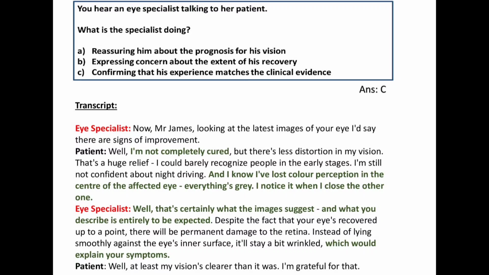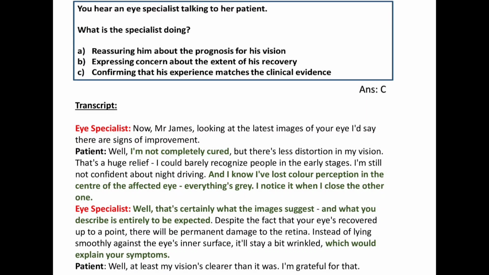So his experience here, he already stated that I notice it when I close the other one. Other one here, the eye. And the clinical evidence is the image that suggests. With this, we are confirming option C is right.